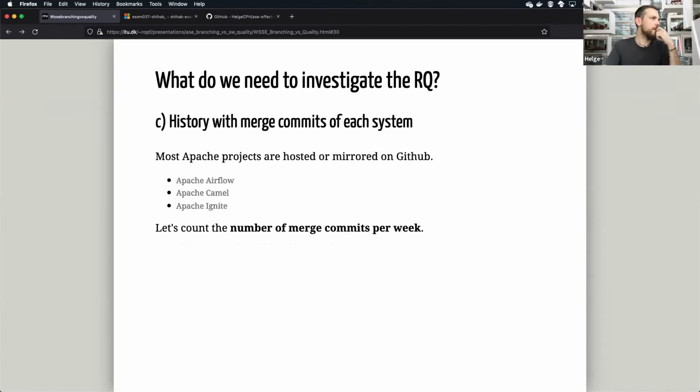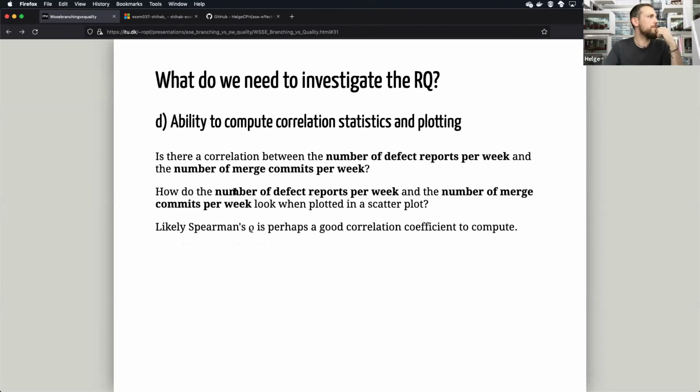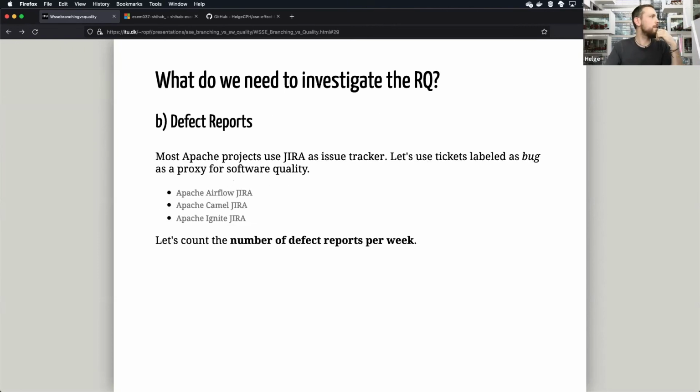And sorry, what I forgot to say, what I would like is that we collect the number of merge commits per week from the histories of these projects, and the number of bug reports or defect reports per week. So everything that we should compare is the number of merge commits per week versus the number of bug reports per week.